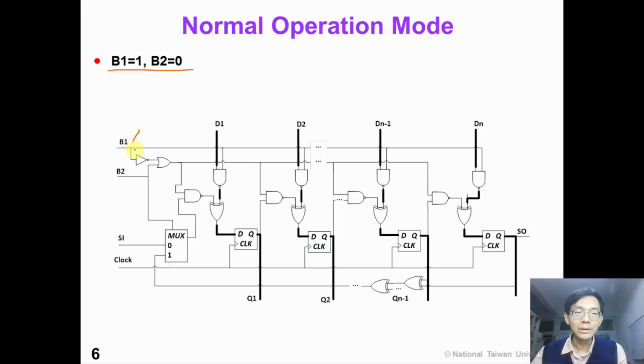When B1 is 1, B2 is 0, we can have these values. So the data is coming in from the combinational logic and is captured by the flip-flop. This is just like a regular flip-flop, except that we have two gate delay.